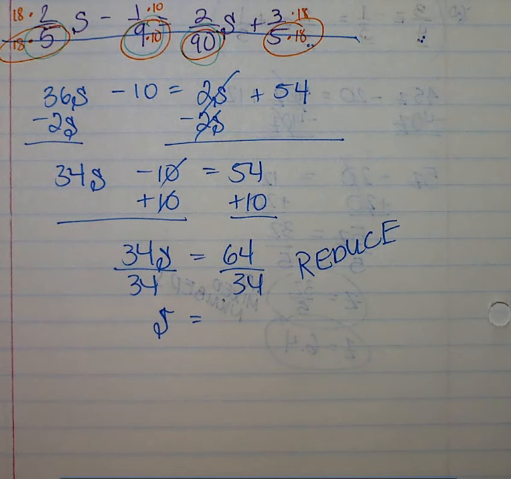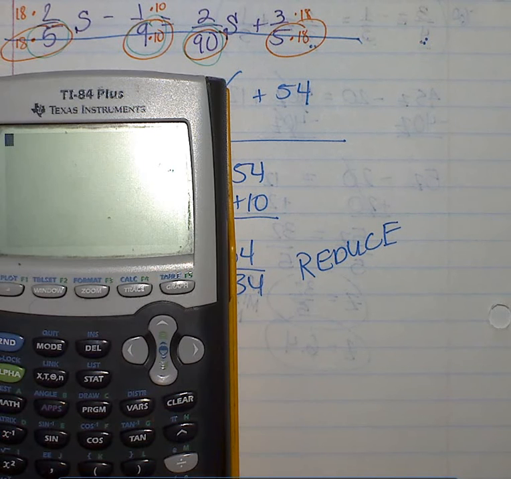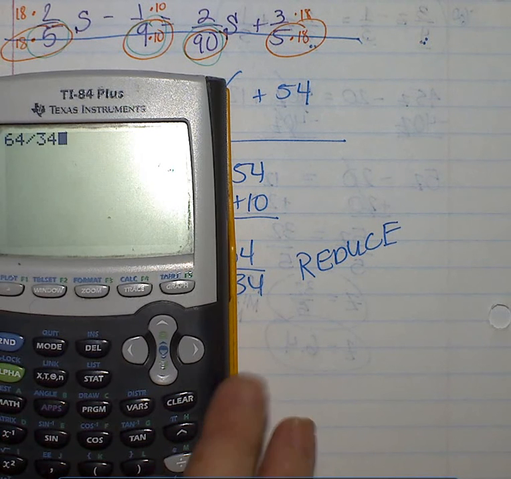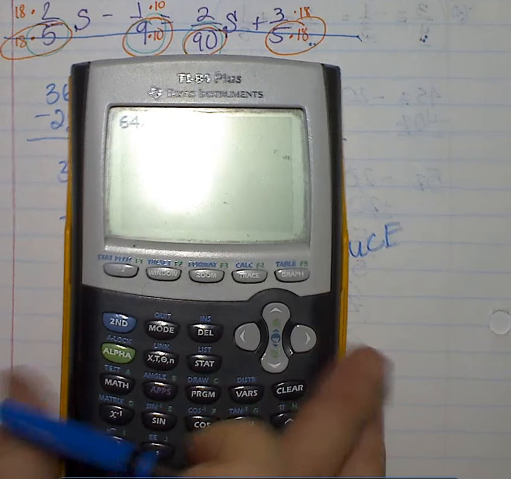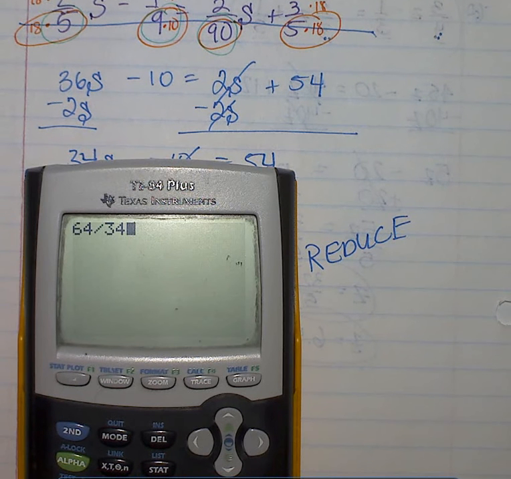I came up with an answer of 64 over 34, but I know it's not reduced because they are both even. You may not be used to using this calculator. Can you please type in 64 divided by 34? This is a simple way that we will use throughout the year to reduce fractions.